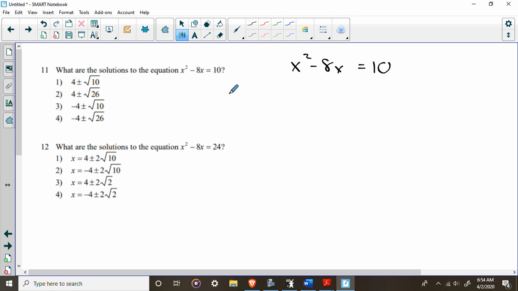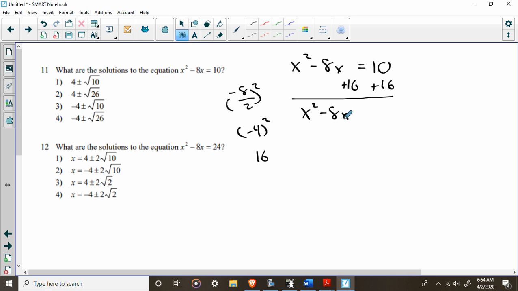So let's go ahead. Let's say negative 8 divided by 2, squared. Well, negative 8 divided by 2 is negative 4, and negative 4 squared is going to be 16, right? So if we're going to add 16 here, I'm going to add 16 here. I've got x squared minus 8x plus 16 is equal to 26.